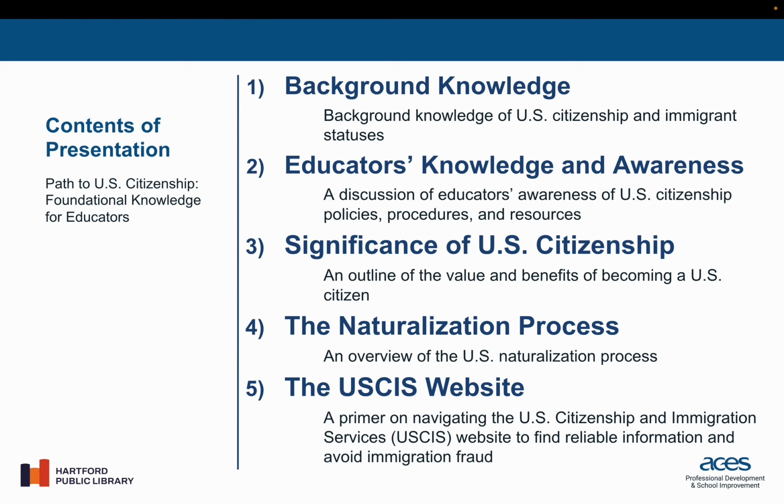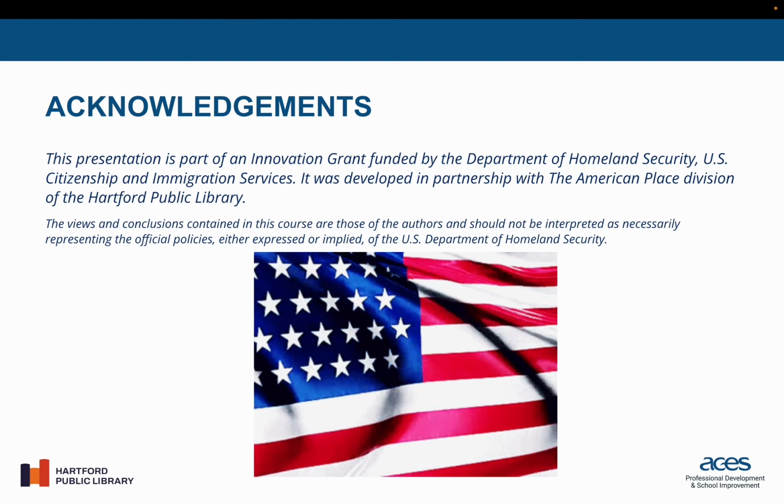Fourth, we will overview the naturalization process. We will discuss eligibility requirements, as well as common mistakes people make that may prohibit them from pursuing the naturalization pathway to citizenship. And finally, in the 5th module, we will demonstrate how to navigate the U.S. Citizenship and Immigration Services website to help you find reliable information to support students and families in avoiding immigration fraud.